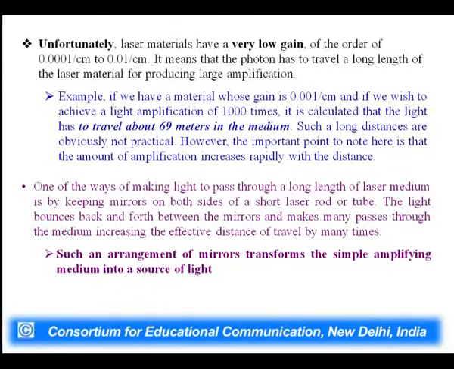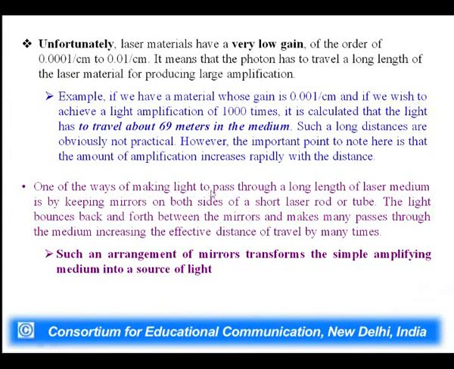For example, if we have a material whose gain is 0.001 per centimeter, and we wish to achieve a light amplification of 1000 times, it is calculated that the light has to travel about 69 meters in the medium. Such long distances are obviously not practical. However, the important point to note is that the amount of amplification increases rapidly with the distance.